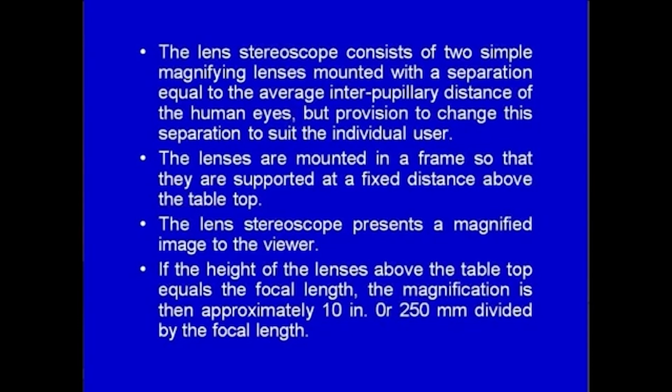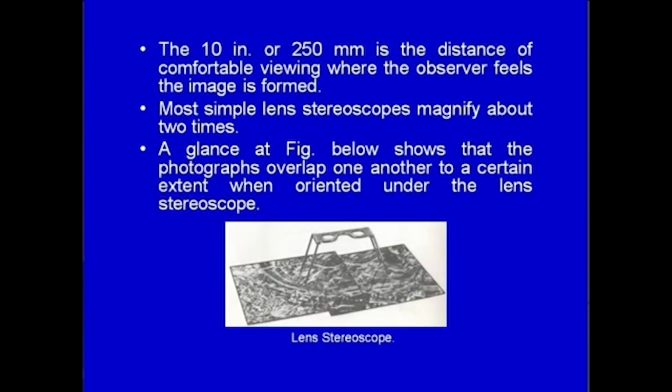If the height of the lenses above the tabletop equals the focal length, the magnification is then approximately 10 inches or 250 millimeters divided by the focal length. Most simple lens stereoscopes magnify about 2 times. A glance at the figure below shows that the photographs overlap one another to a certain extent when oriented under the lens stereoscope.